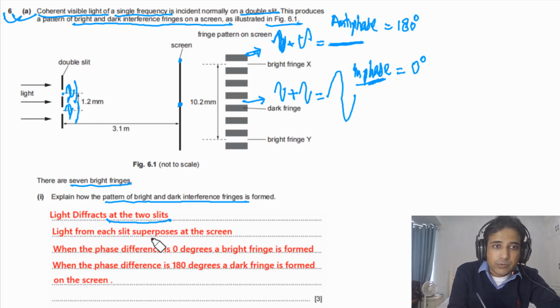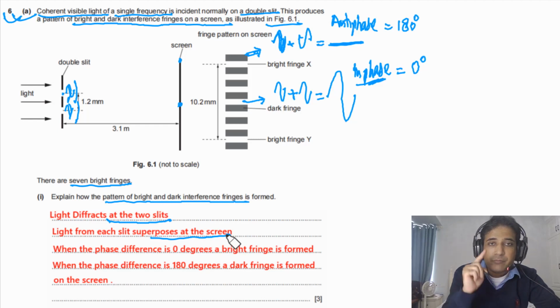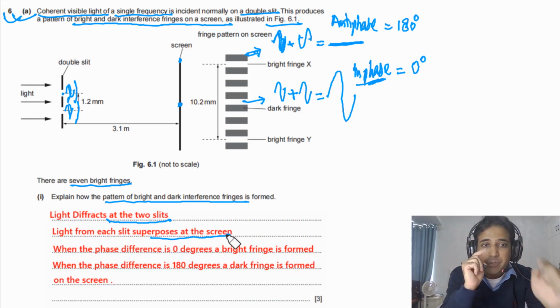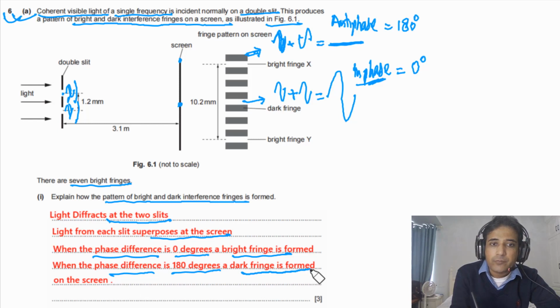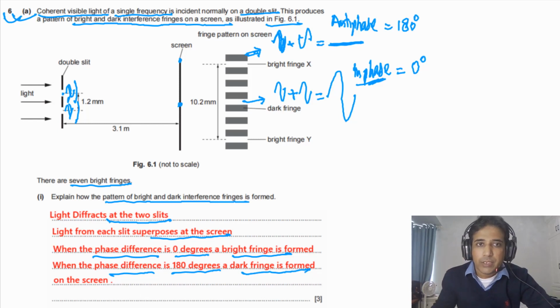Light from each slit superposes at the screen, meaning the waves from the slits will meet at the screen. If the phase difference is 0 degrees, we will see a bright fringe, and if the phase difference is 180 degrees, we will see a dark fringe. So this is how you can answer.